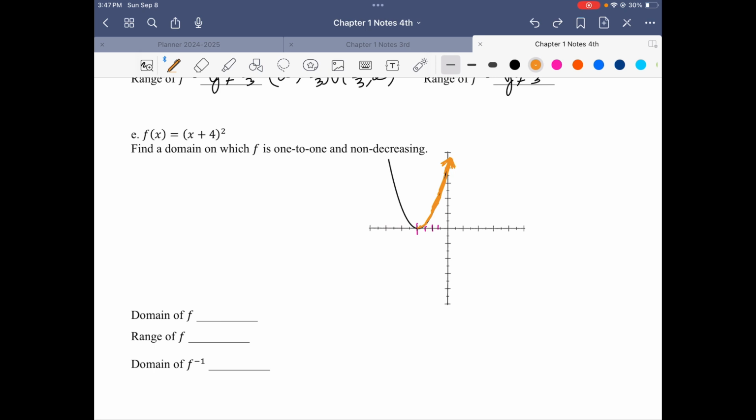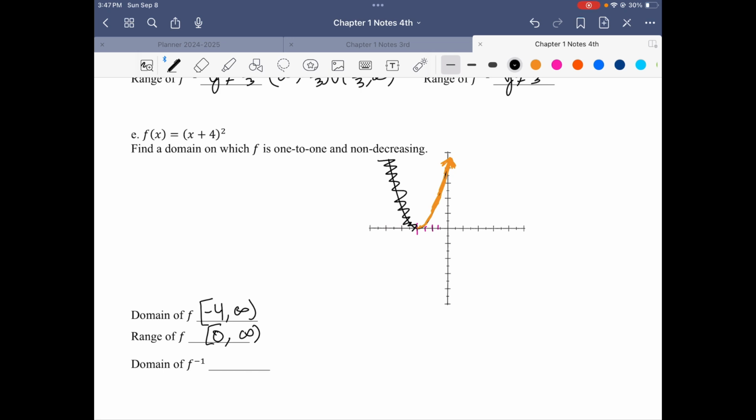This is the part that is increasing. So what it's saying is we only want to deal with that domain. Well, the domain of that would be from negative 4 to infinity. And we're going to pretend none of this exists. Okay? And we could actually do the range from here right now if you wanted to, because we had to graph it anyway. So I would say the range then is from 0 to infinity.